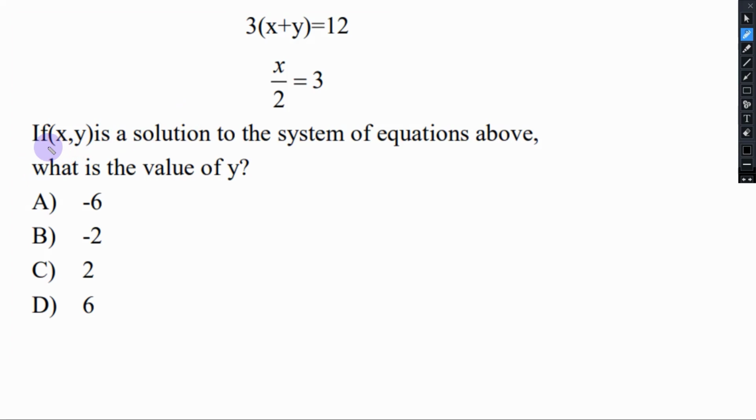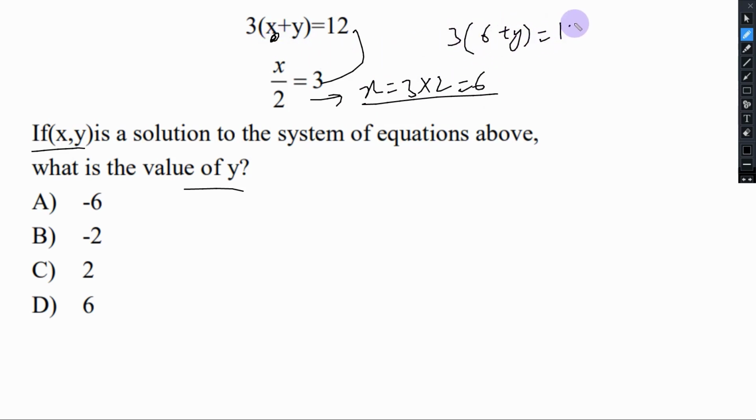Okay, so next question, it is saying if (x, y) is a solution of the system of equations above, what is the value of y? So we need to find the value of y by solving this. So what we can do is here x equals 3 times 2 equals 6. So x is 6. So we can substitute the value of x in here. So 6 plus y equals 12.